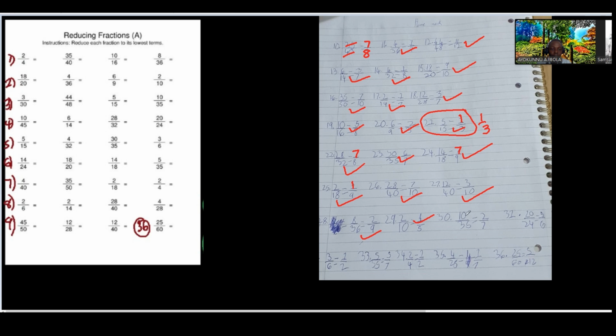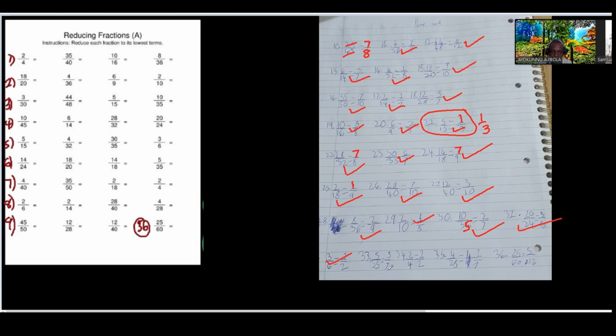Okay, the next one, 10 over 35. So 5 in 10 is 2, and 5 in 35 is 7. Then 20 over 24. 4 in 20 is 5, and 4 in 24 is 6. And the last line there, we have 3 over 6 to be 1 over 2.